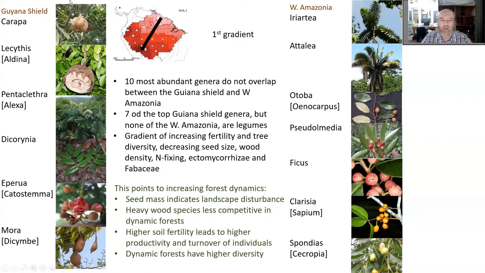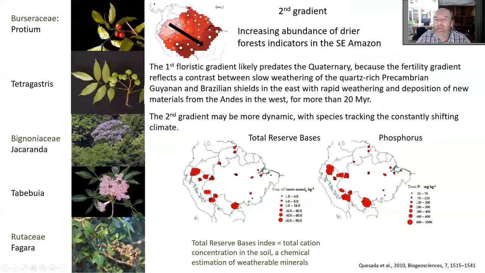The second gradient, increasing abundance of drier forest, goes with increasing abundance of some indicator species which are preferring these dry conditions, and you have them here, Burseraceae, Bignoniaceae, Rutaceae, the main genera here. When we look at these gradients, this is again the soil fertility, especially phosphorus here, that's the first gradient.